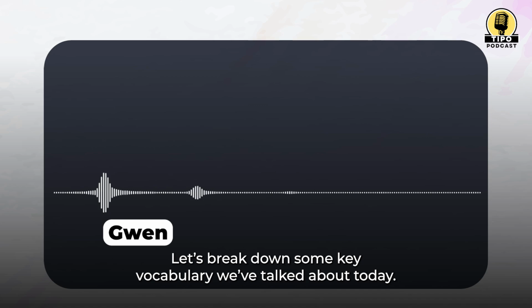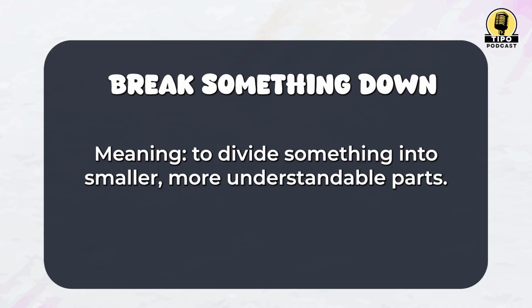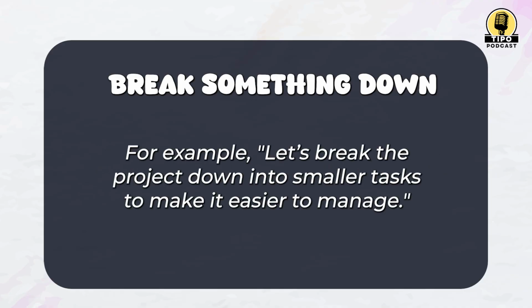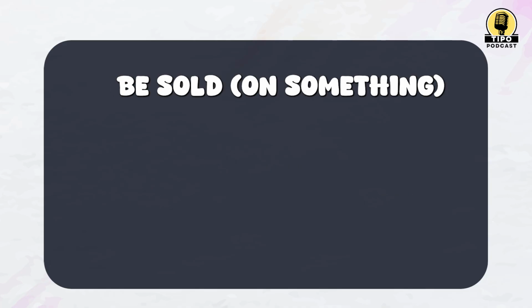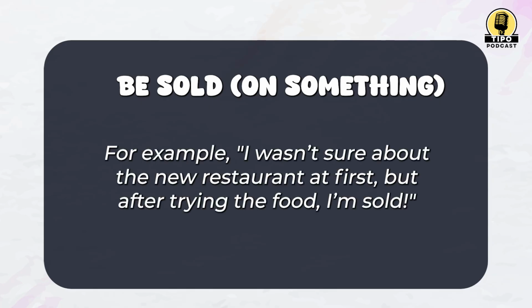Let's break down some key vocabulary we've talked about today. First, break something down. It means to divide something into smaller, more understandable parts. For example, let's break the project down into smaller tasks to make it easier to manage. Be sold on something. It means to be convinced or really like an idea. For example, I wasn't sure about the new restaurant at first, but after trying the food, I'm sold.